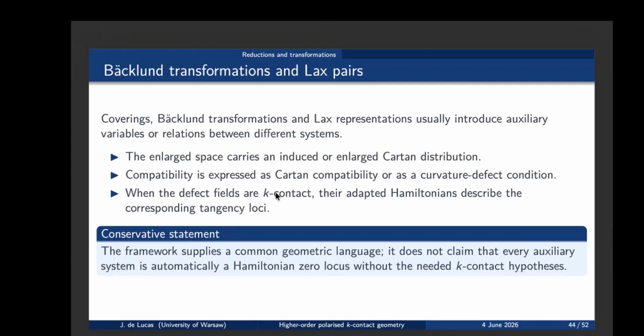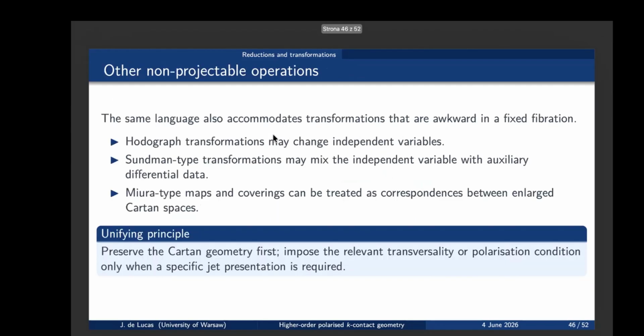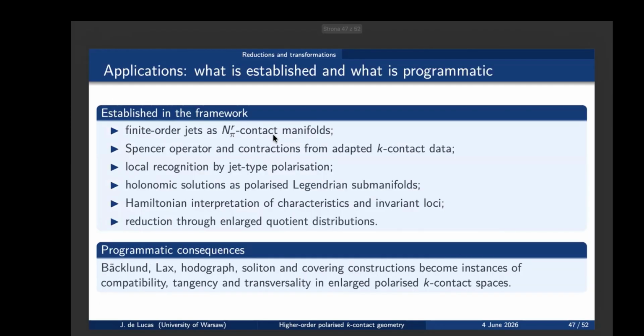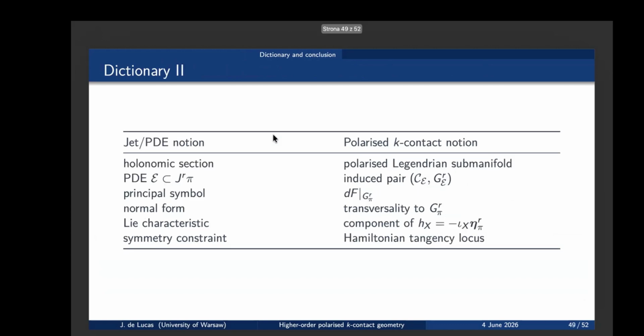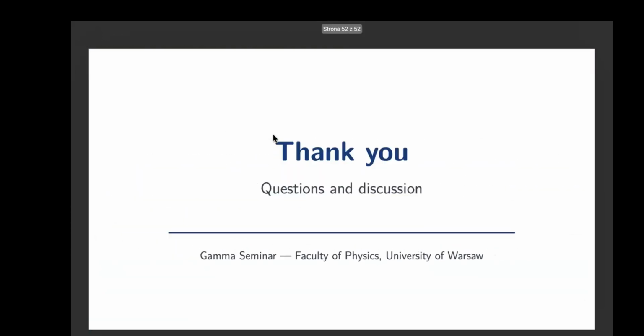There are more things. We have Bäcklund transformations, Lax pairs, and hodograph transformations, which exchange the roles of dependent and independent variables. They don't fit very well in the jet manifold structure because they change the structure of the manifold, but they can be understood as K-contact transformations. There are many other things that can be done, and there is a lot to say.